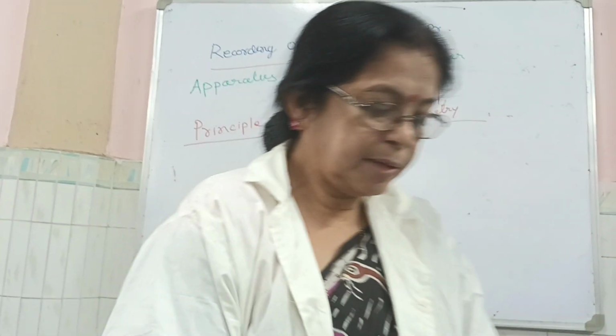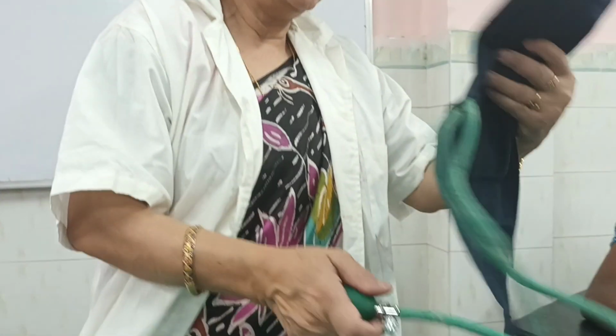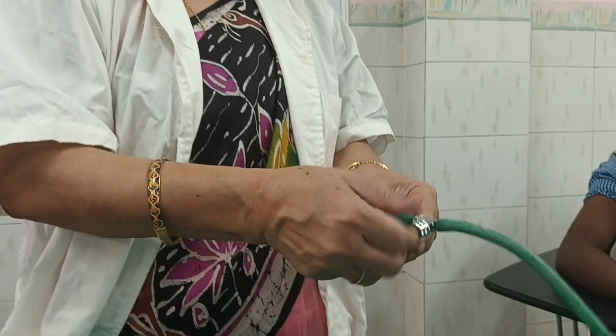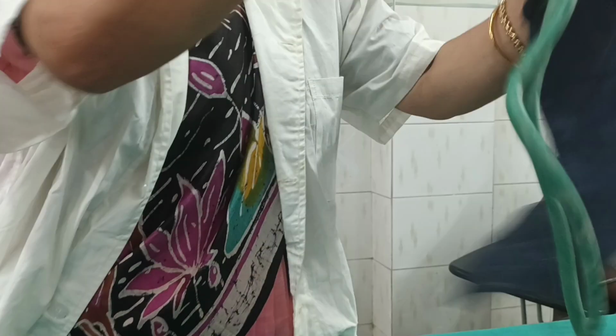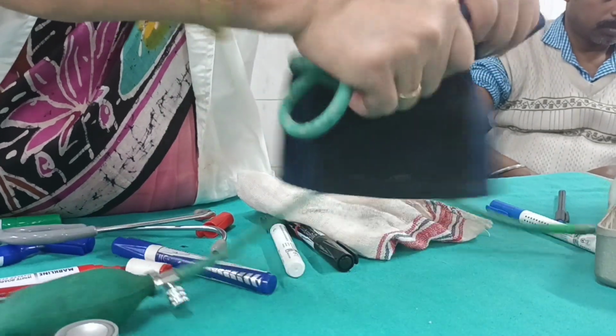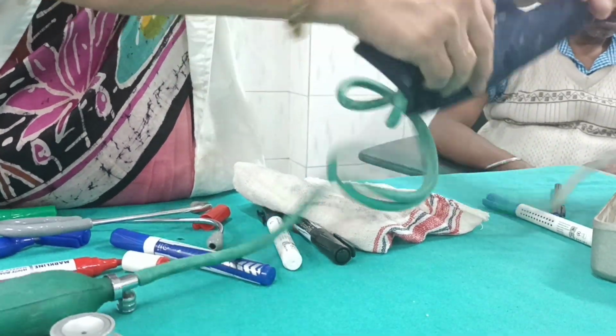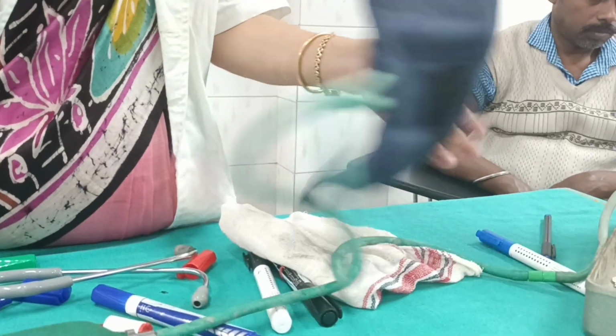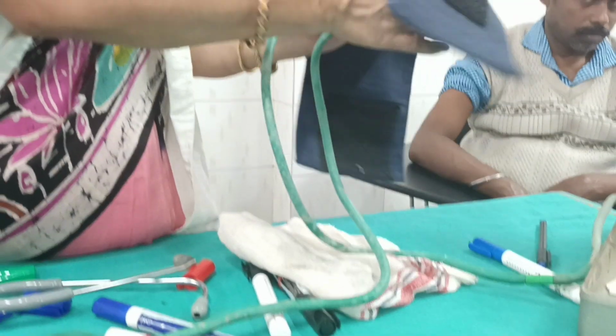First, suppose you have wrapped the cuff. This is the adult arm size cuff. First deflate the screw and make it airless, like this. We make it airless and tie the cuff. How to tie the cuff, I will mention later on. We have tied the cuff.